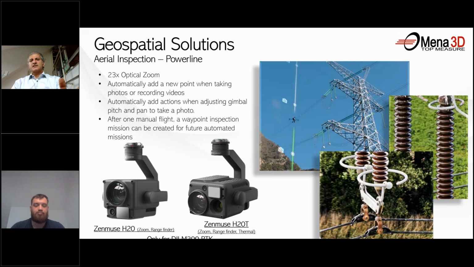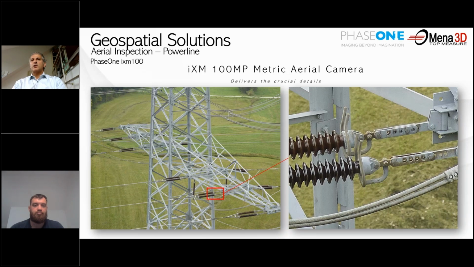Again, there are some sensors from DJI provided as a sensor with optical zoom, where you have to take different photos, between 10 and 20, and then align all of them, especially for power line inspection. Here, the great advantage is one shot. It's only one photo, and I have a full view of the power line, and then you can zoom in and almost read all the details.